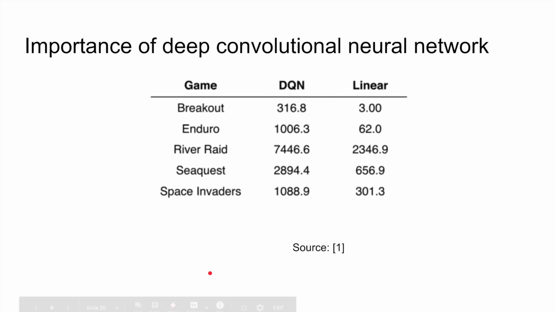Similarly, this table highlights the importance of the particular function approximator that we're using. In this case, we are using a deep convolutional network. So given the input pixels of the game, we first have a few convolutions, and then we have many hidden layers and non-linearities until we get the Q values. And we can see that there's a big improvement if you use a deep convolutional network as compared to a simple linear baseline.